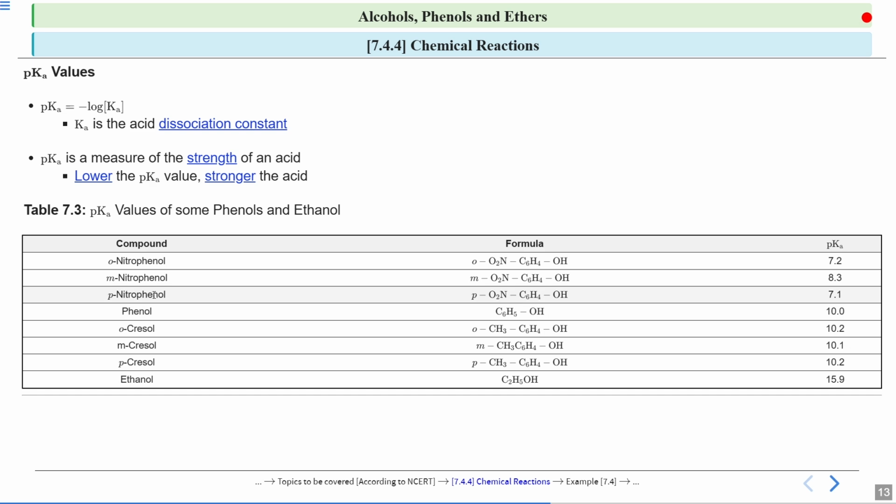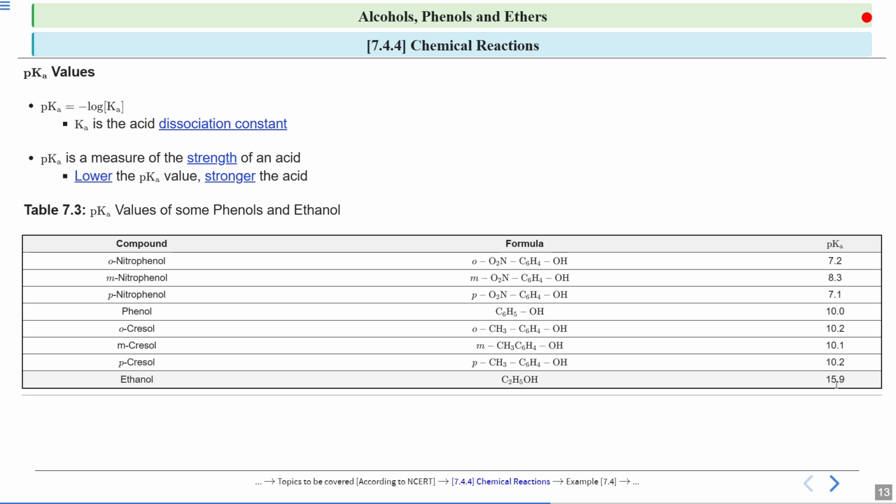Okay, and if I say about paranitrophenol, then the value of ortho and para is similar. It only differs by 0.1. Now see phenol, the pKa value is 10. That means your ortho, meta, and para, they all are more acidic than your phenol. And similarly, look at orthocresol, metacresol, paracresol in this, and ethanol. In this all you will see the pKa values are higher, and ethanol has the highest pKa value.